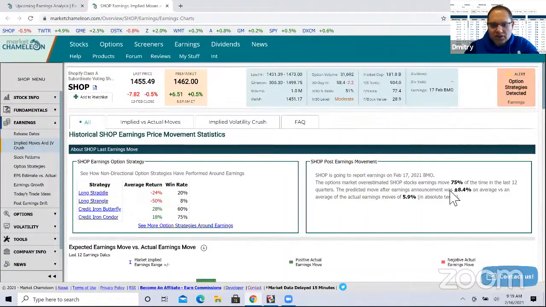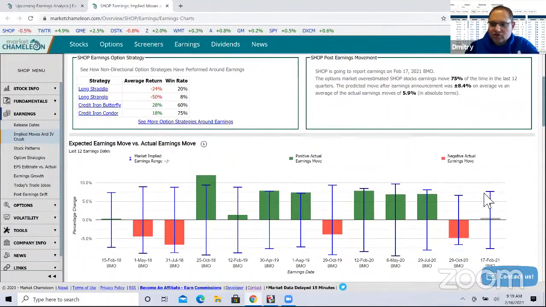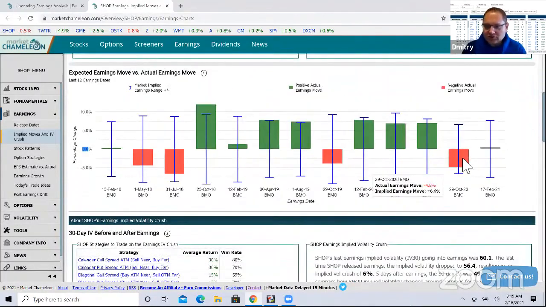So here we landed. This is going to compare the expected historical move according to the option prices prior to releasing earnings versus the actual earnings move after releasing earnings. So when we look at this bar, you could see it starts from 0% going up and down. So I'm going to use this one I'm hovering over as an example here.